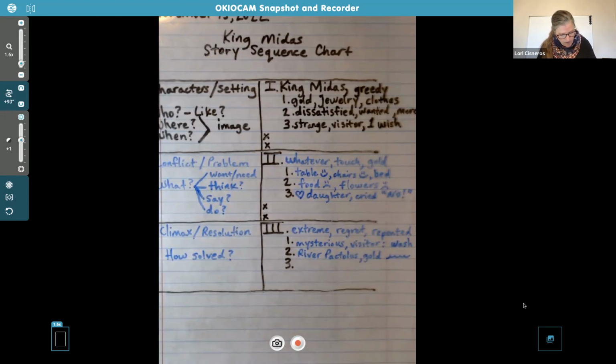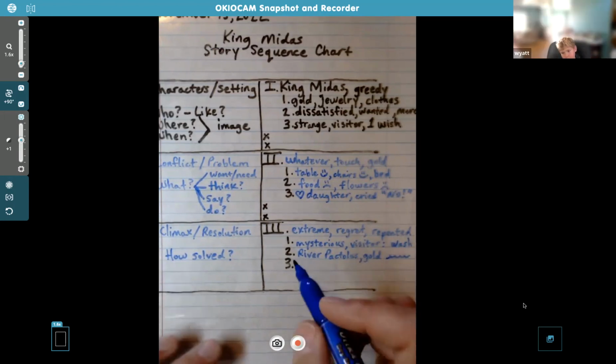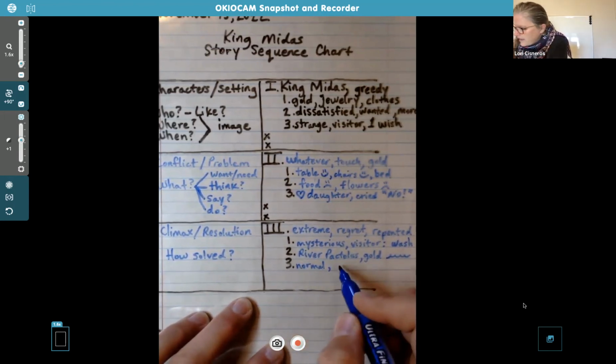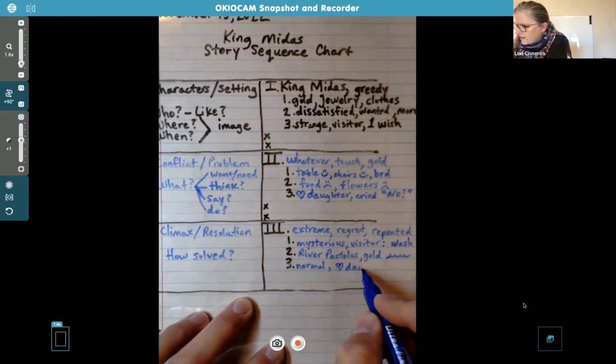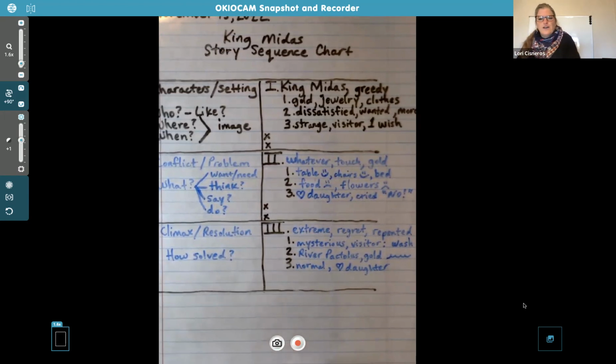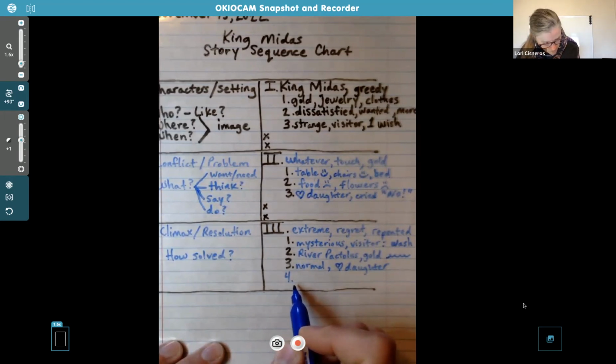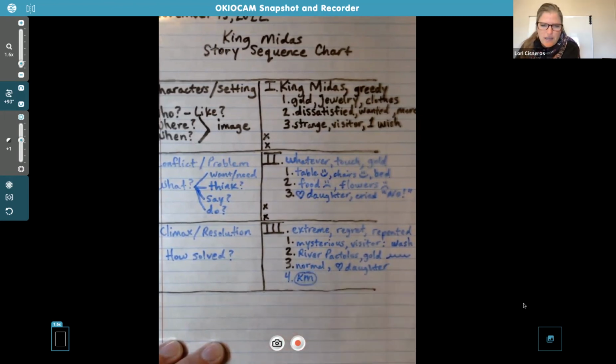So what happened after he washed his hands in the river? Everything turned back to normal. Good. So put normal here. Everything turned back to normal and he had his daughter back, right? I'm going to put another heart here. And he had his daughter back. And then I'm going to add one more detail here. So we're going to add a number 4 to this list if you have space here. And then I'm going to put KM, that's a symbol. KM stands for King Midas, remember?